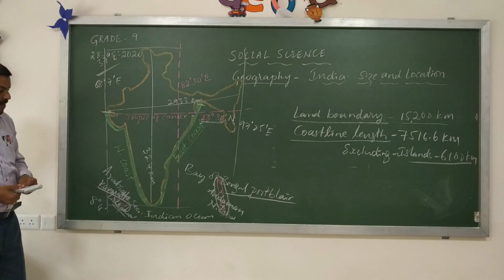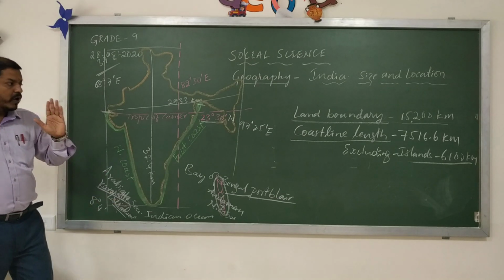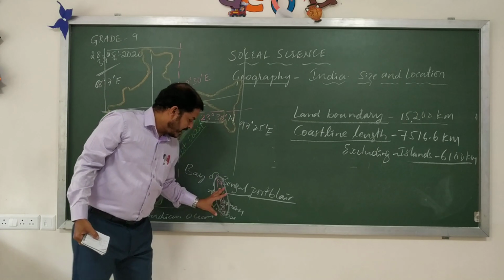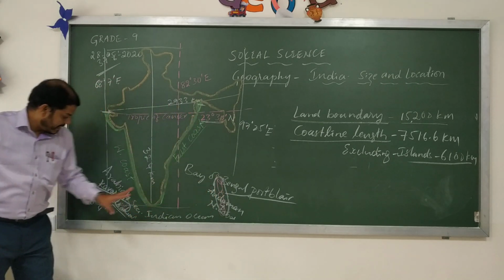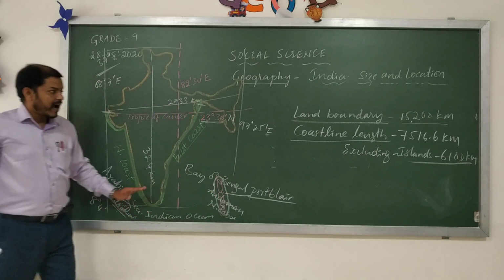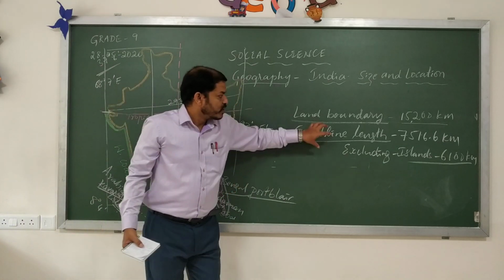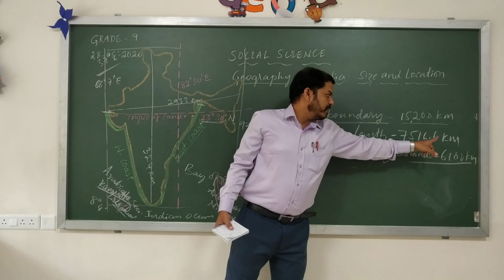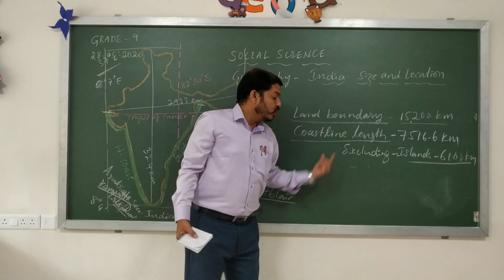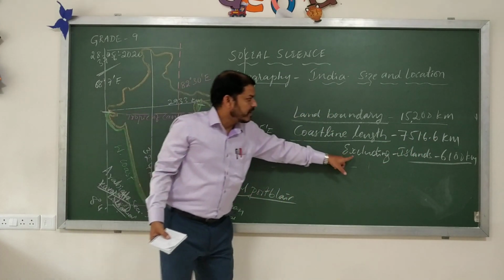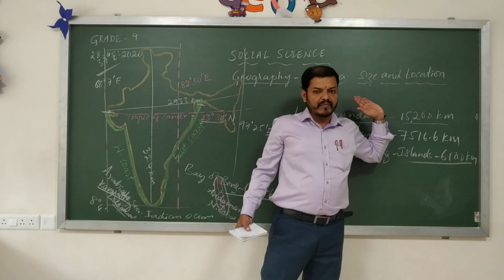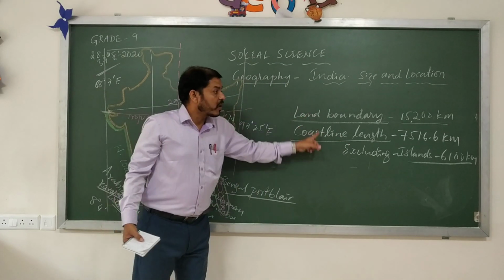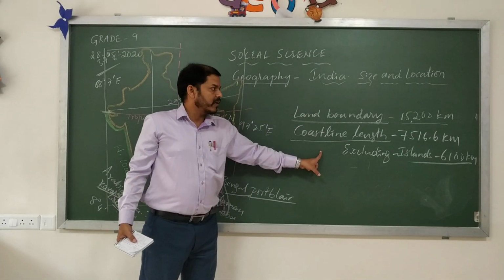Kavaratti is the capital of Lakshadweep. So, now it is understood that we have a total of 2 island groups, the Andaman Nicobar Islands and the Lakshadweep Islands. Including these islands, the total coastline length of the country is 7,516.6 kilometers. Excluding these 2 islands, it is 6,100 kilometers. I hope you understood. These 2 are also very important from the examination point of view.